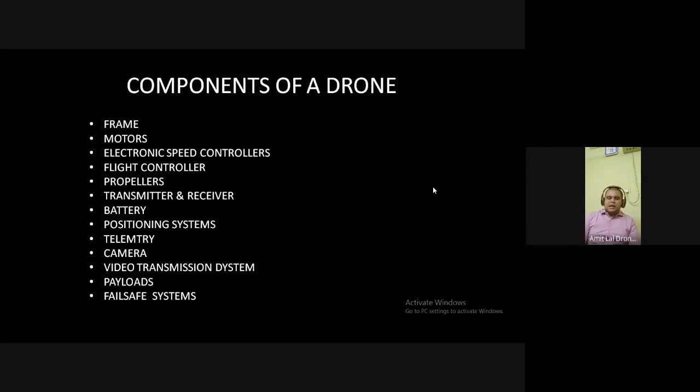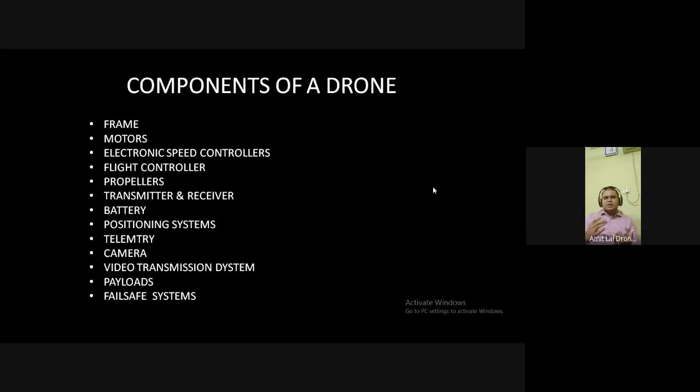Electronic speed controllers, as motors are there. For example, you have a regulator for your fans. You rotate the knob and you can adjust the speed. But every time I want to adjust the speed, I cannot reach to the drone and adjust it. So we have something called an electronic speed controller. We can give data through a transmitter, through a remote.